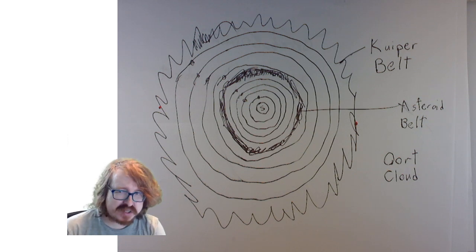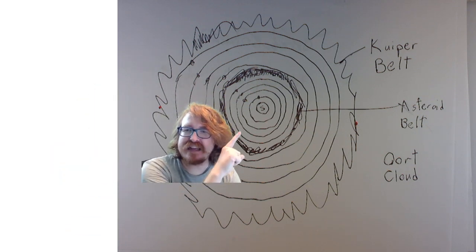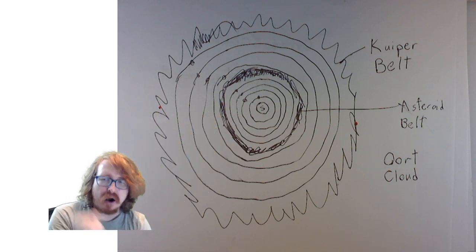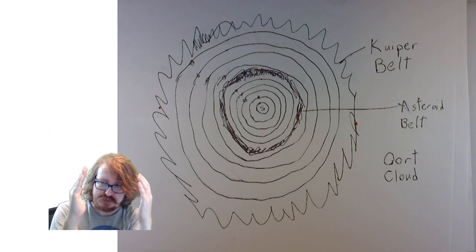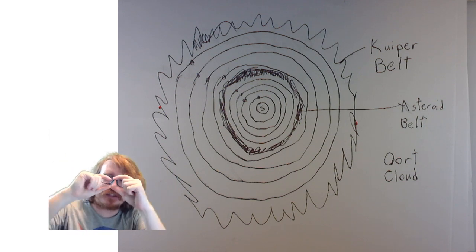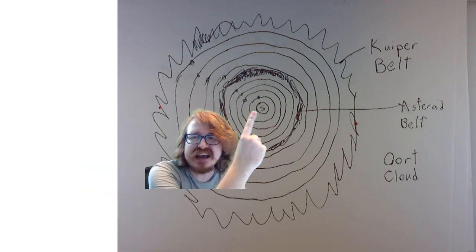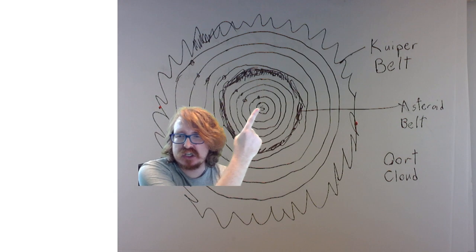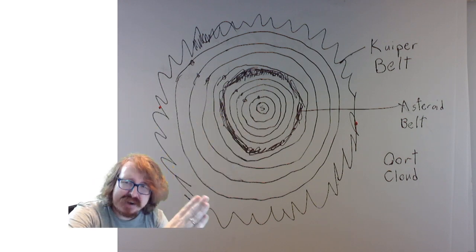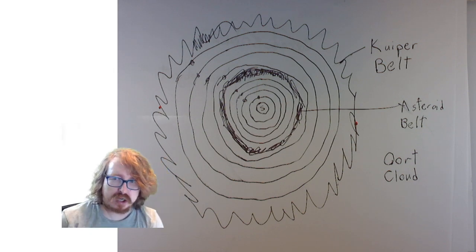For most of these objects, for everything in the Kuiper belt and everything in the asteroid belt, and for the planets, those ellipses are almost circles, okay? And so even though the sun is not technically perfectly at the center of those orbits, because these orbits are close to being circles, the sun is basically right at the center, okay? But ellipses don't have to be close to circles.